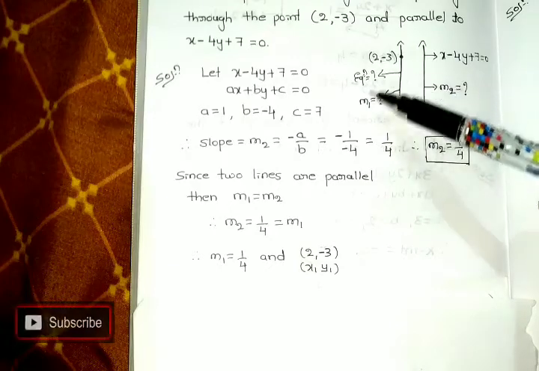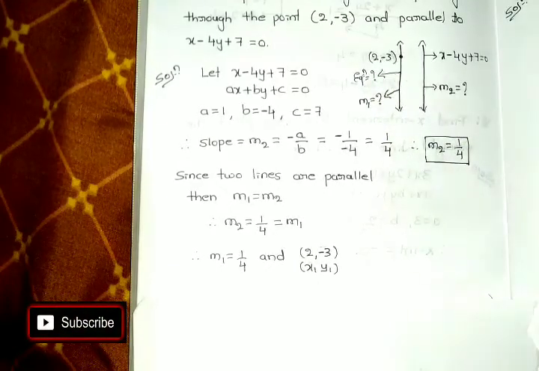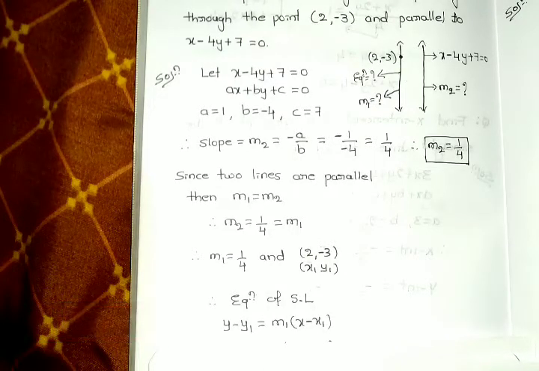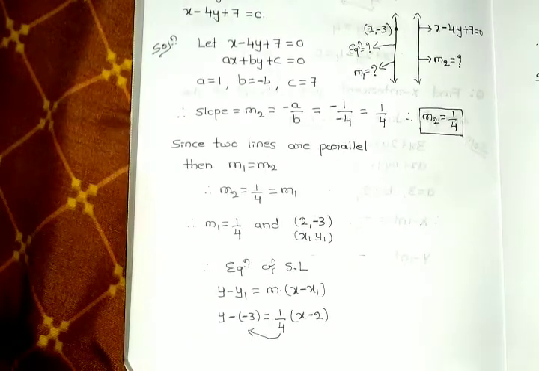Now using these two, you need to find the equation of the straight line. The formula is y minus y1 is equal to m1 into bracket x minus x1. Substitute the y1, x1 and m1 values. Therefore y minus y1 is y minus (-3), m1 is 1 upon 4 into bracket x minus x1, which is 2. Next do the cross multiplication. If you cross multiply, this 4 will come to the numerator.